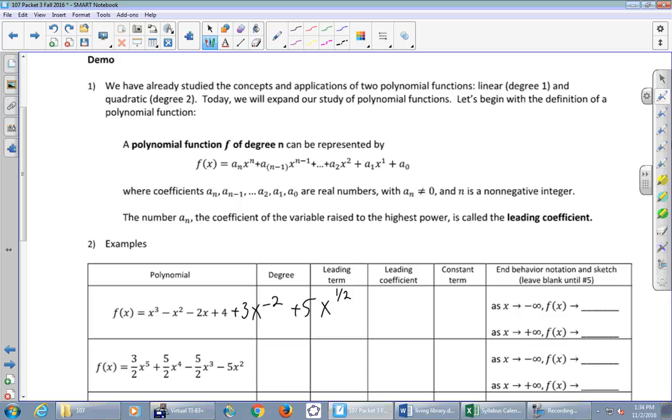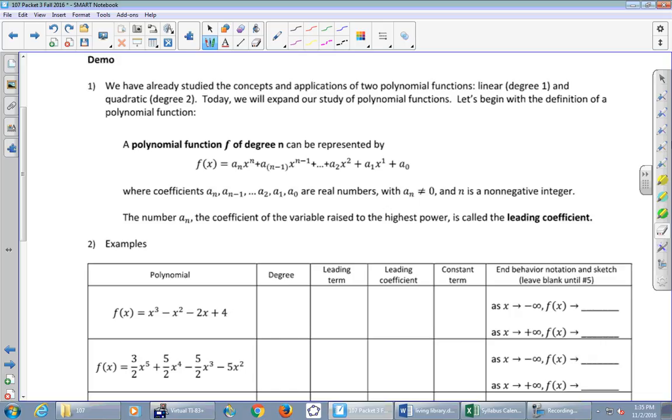1/2 really means square root, right? What's the problem with x to the 1/2? 1/2 is not a positive integer. So polynomials have these restrictions: no negative powers, no fraction powers, positive integers only. Okay, that's the stuff we're studying today.